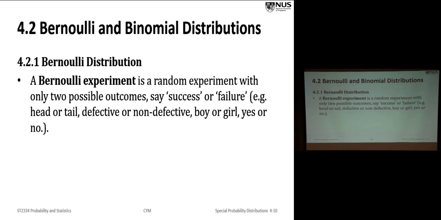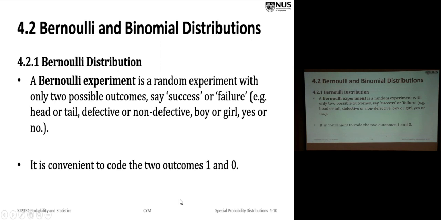Or if you want to use numbers, then we use 1 to denote success and 0 to denote failure. And then for each value, 1 or 0, you attach a probability. So for convenience we code the outcome as 1 and 0. Which one is 1 and which one is 0 doesn't matter. It's just like when you define what is a success, it's up to you to define what is considered a success.